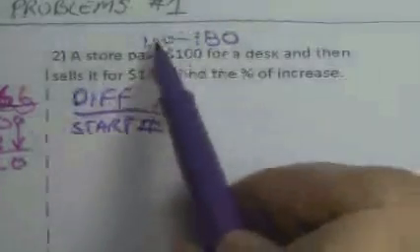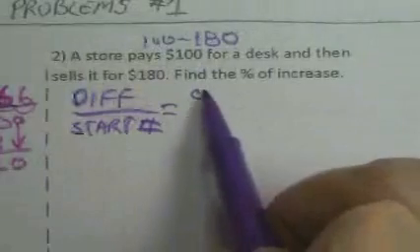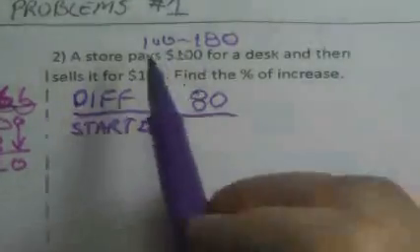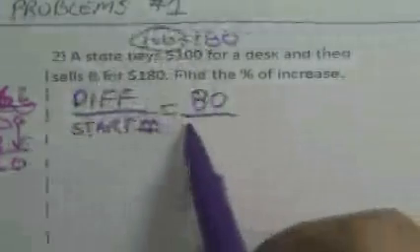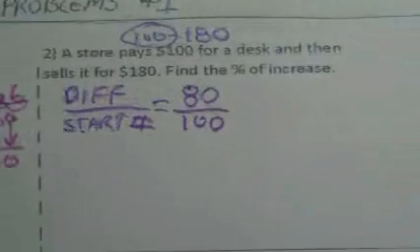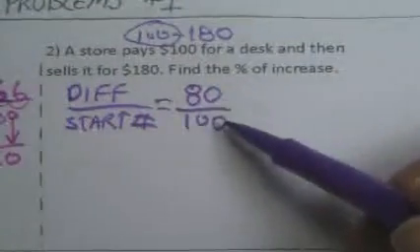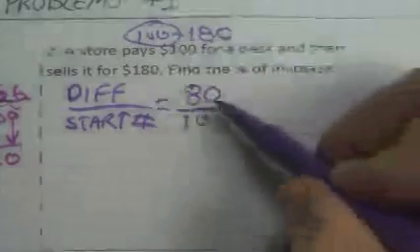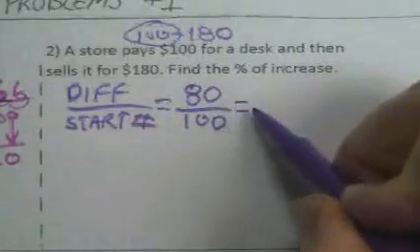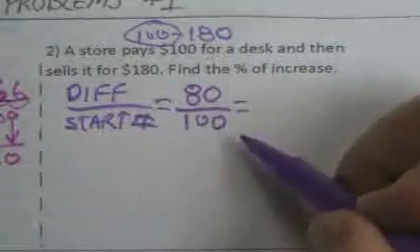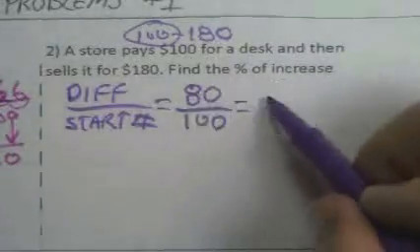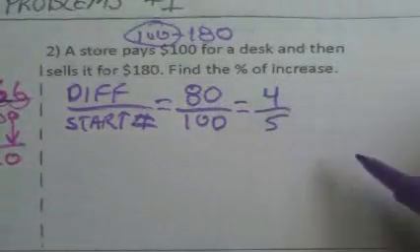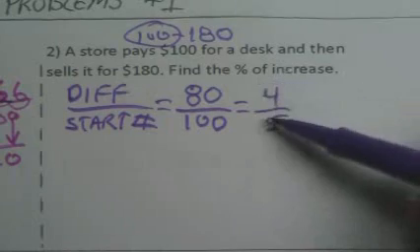And the difference between 100 and 180 is 80. What number did we start with? Well, we started with 100. So we have 80 over 100. But let's reduce that more. I know that 20 will go into both of these. If you didn't know that, you could use 10. But 20 goes in here 4, and 20 goes in here 5. So I have 4/5. I'll reduce as much as possible.